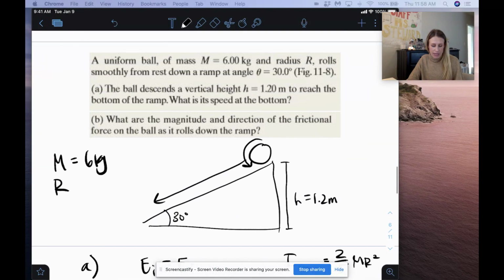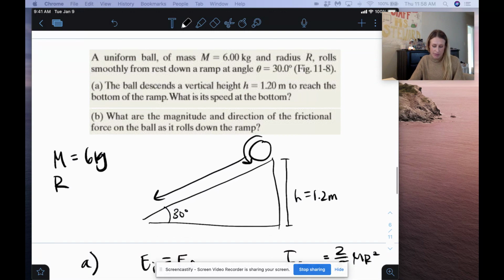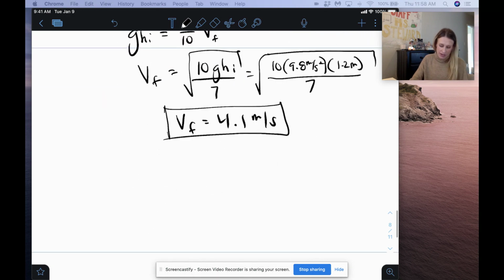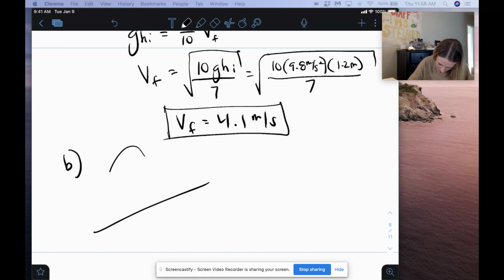Now for part B, it says, what are the magnitude and direction of the frictional force on the ball as it rolls down the ramp? So for the frictional force, if we draw a picture of what's happening here, here's my ramp and here's my ball as it rolls down. Now the frictional force is going to be up the ramp like this.